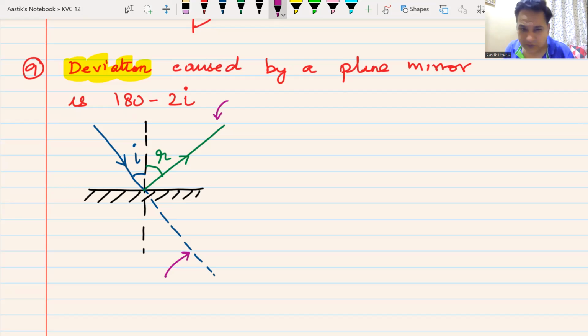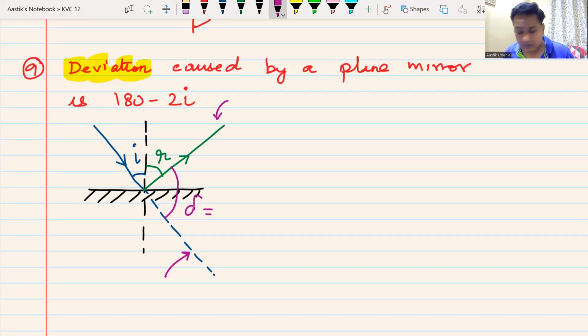The angle between the original path and the new path, the angle between the incident ray and, in this case, the reflected ray, is known as the angle of deviation. This is delta, a Greek alphabet coming to our rescue. Thanks, Greek people, for giving us all these great alphabets. We are always going to use delta for deviation. This is the angle delta.